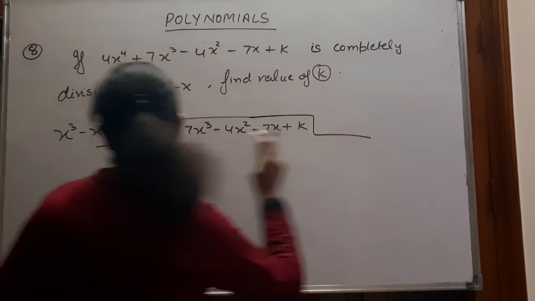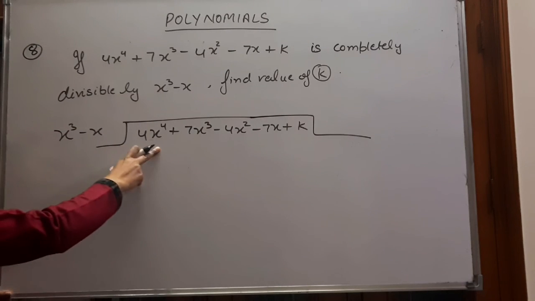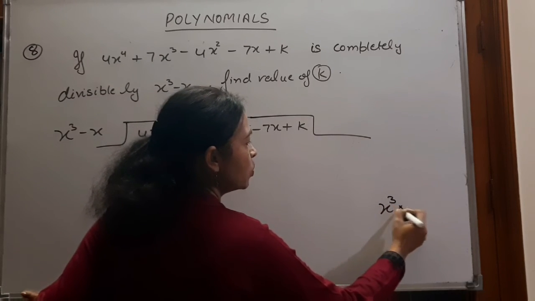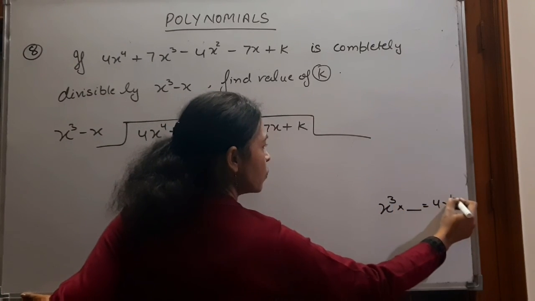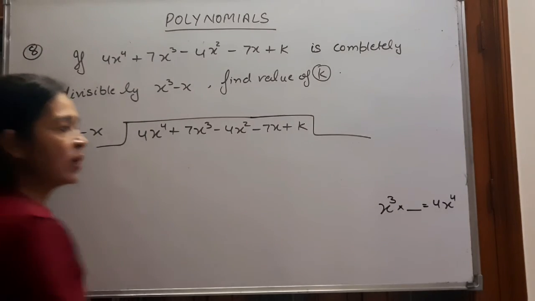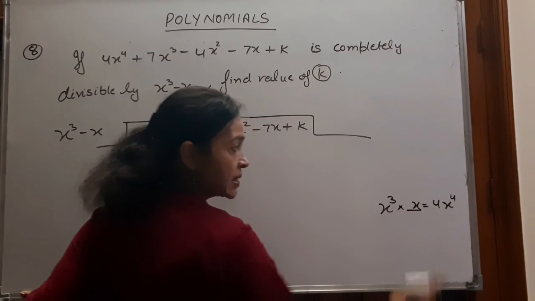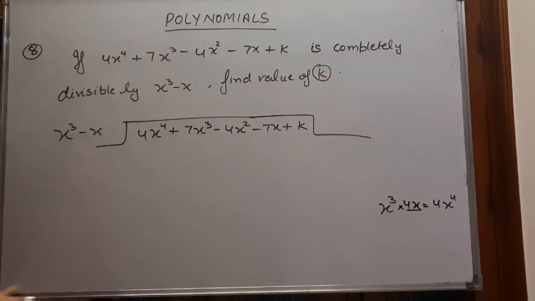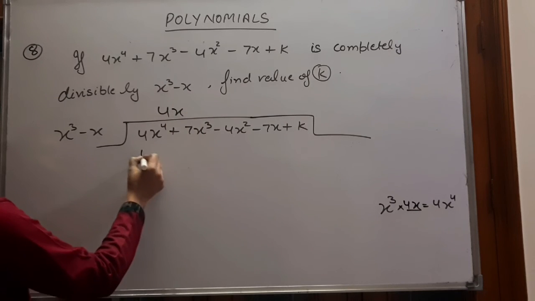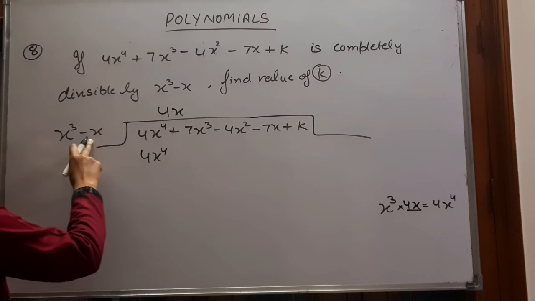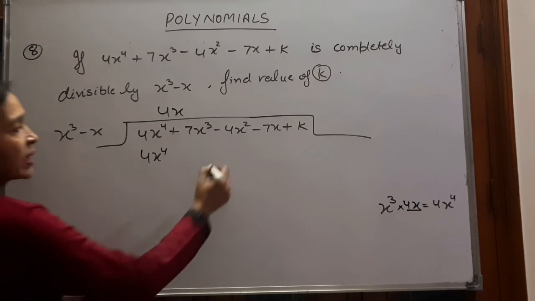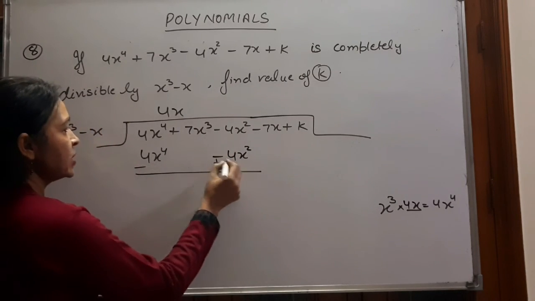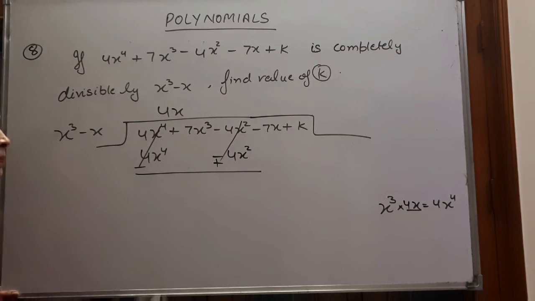Let's divide. We have the term x to the power 3 and we want 4x to the power 4. X to the power 3 into dash equals 4x to the power 4. X to the power 4 is stated, therefore we will multiply with x and the number is 4. So we will multiply with 4x. We have 4x to the power 4 minus x into 4x, minus 4x square. We will put it under the term of x square. Sign change, both terms get cancelled.